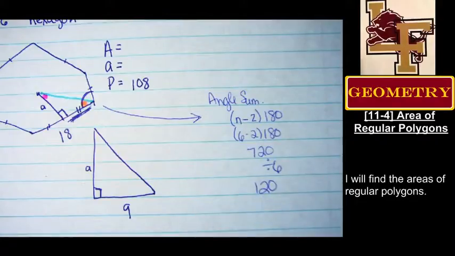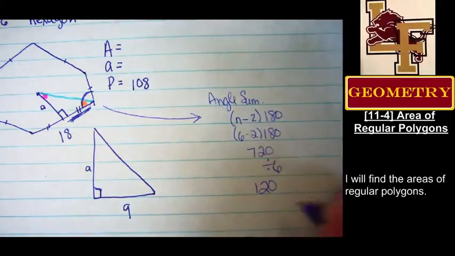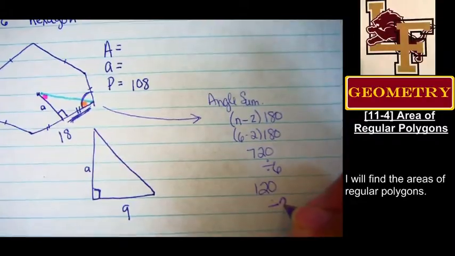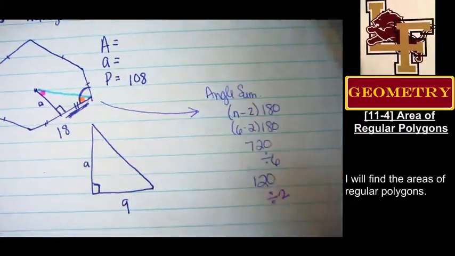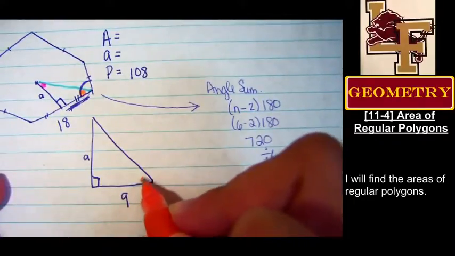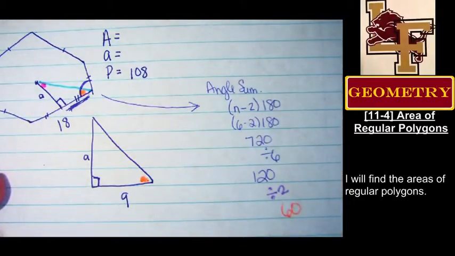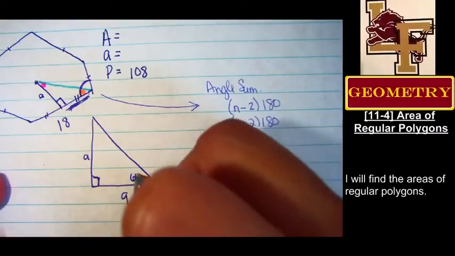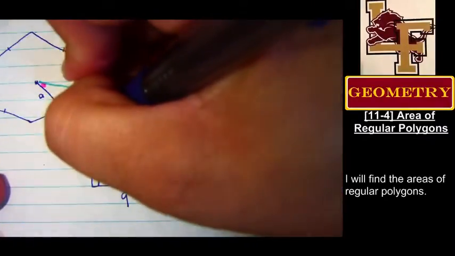There's still another problem. The triangle, the orange angle, it's half of that. So divide by 2. I'm going to divide by 2 again. Equals 60. So right here, this angle is 60. That makes this measure 30.